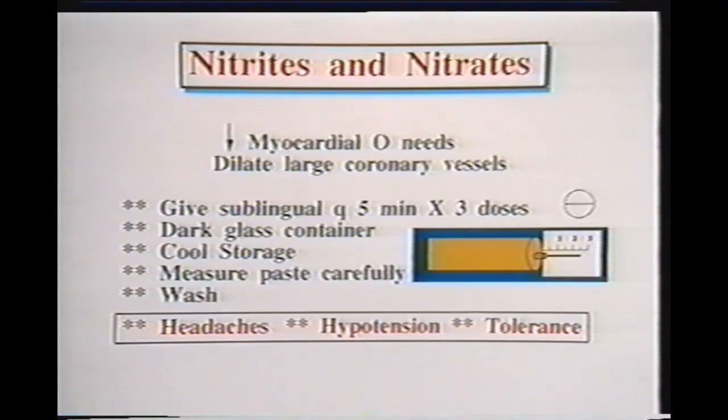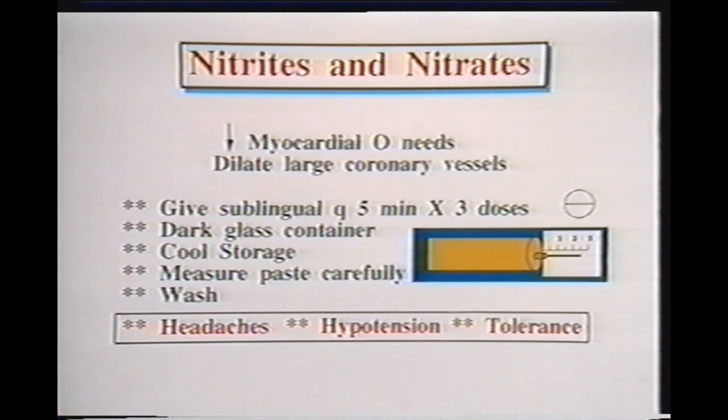We need to remember that if you're giving it in the paste format, you need to measure the paste very carefully, and that's usually measured onto a little tape-like paper in inches. Then you apply it to a relatively hairless area of the chest, and you may cover that with a plastic wrap and tape that in place. When you put on a new dose, of course, be sure to remove the previous dose so that you're not double dosing patients. Wash off the previous area. The same thing goes with patches. When you're applying a new patch, be sure that you remove the previous patches.